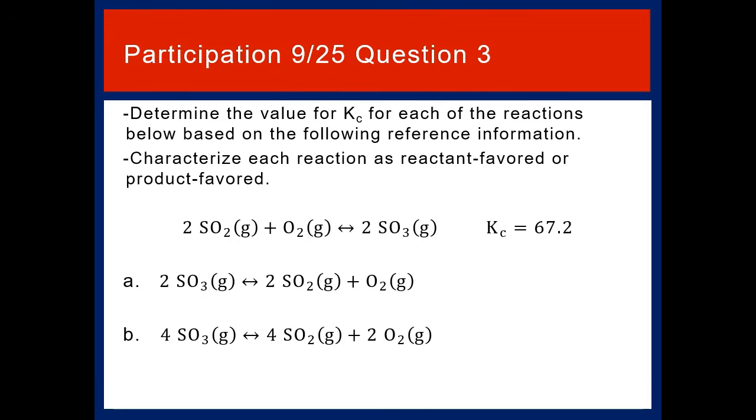Participation 925, question 3. Determine the value of Kc for each of the reactions below based on the following reference information. And characterize each reaction as reactant favored or product favored. So the reference information is this reaction 2SO2 plus O2 yields 2SO3, and Kc is 67.2. So then the two reactions I'm interested in are A and B. A, 2SO3 becomes 2SO2 plus O2, and then reaction B, 4SO3 becomes 4SO2 and 2O2.